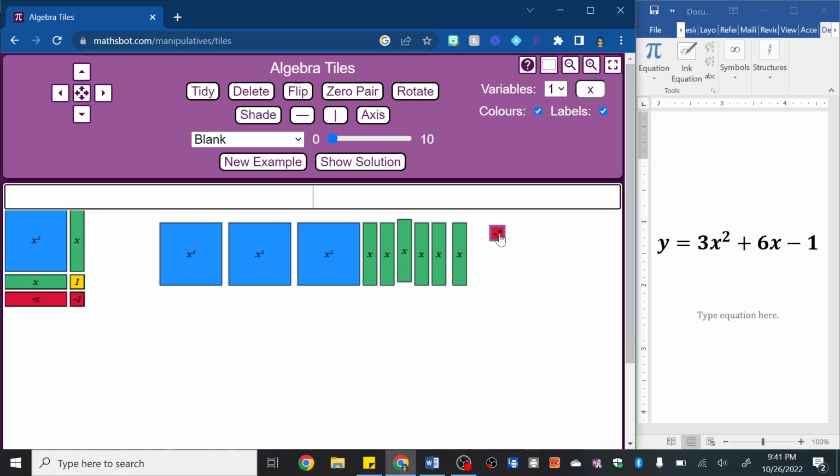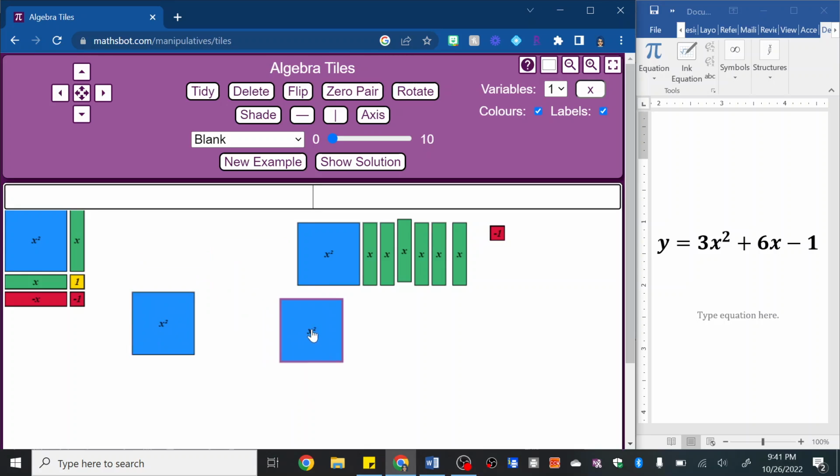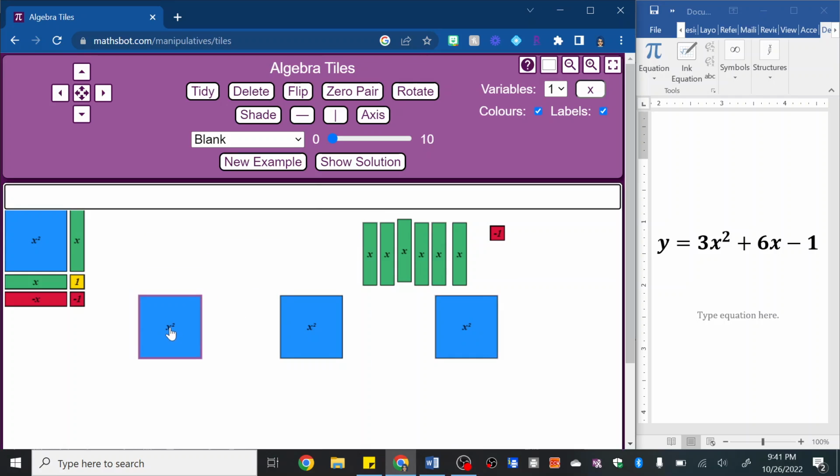So just like before, we are going to create squares. Now notice that we are going to create 3 separate squares. So what I'm going to do is take a look at this, and then this. So I have my x squared blocks all ready and set up.